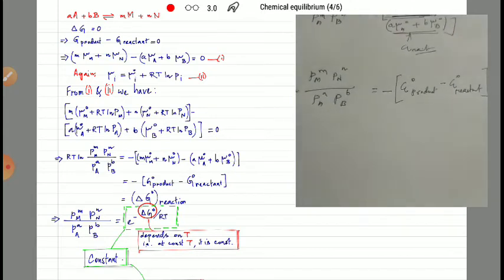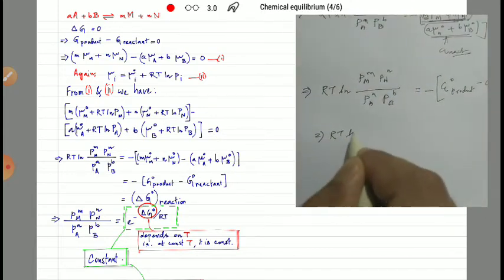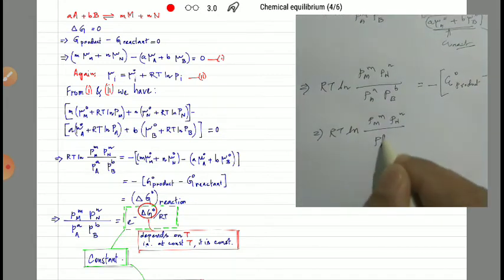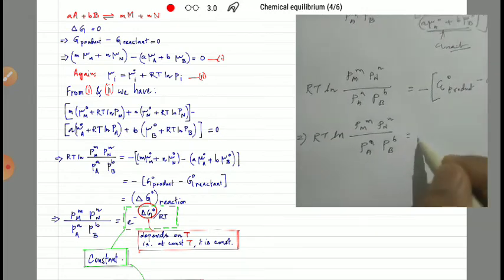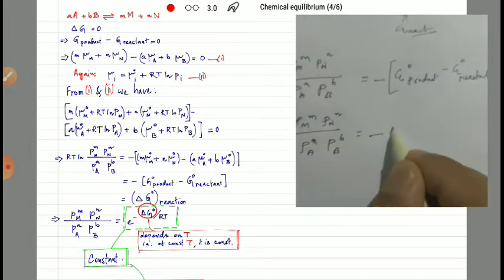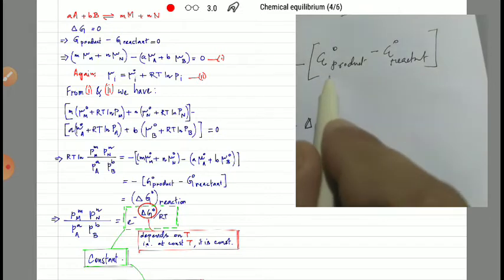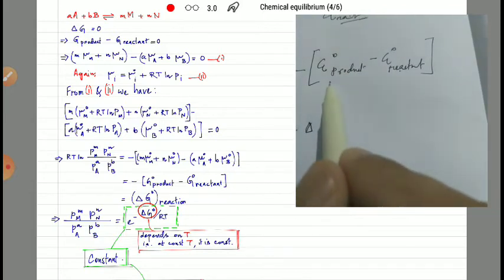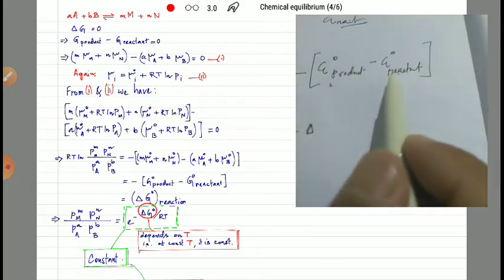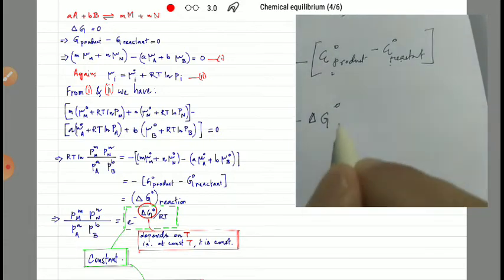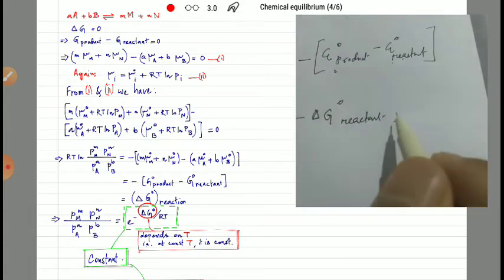Again, RT ln of p_m to the power m, p_n to the power n, over p_a to the power a, p_b to the power b is equal to, what is this actually? This is minus the Gibbs free energy of product at standard condition minus the Gibbs free energy at standard condition for reactant, which is actually the change of Gibbs free energy at standard conditions, that is, the Gibbs free energy for your reaction.